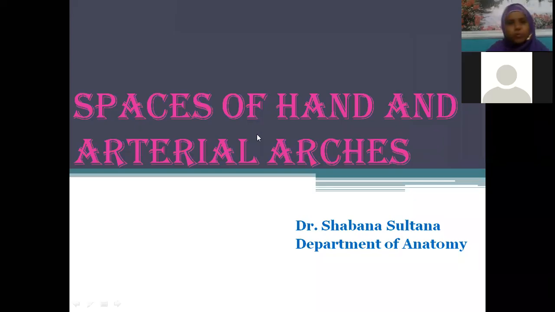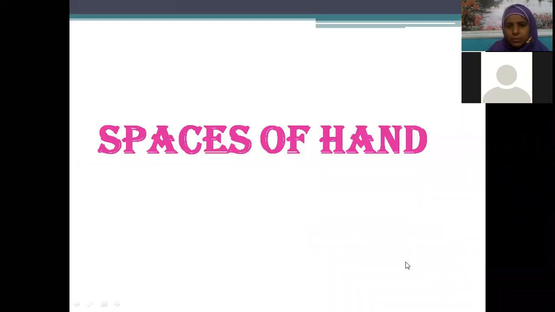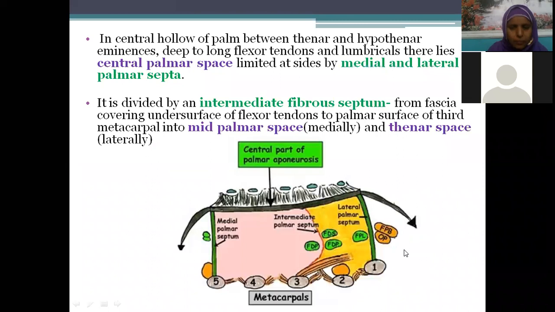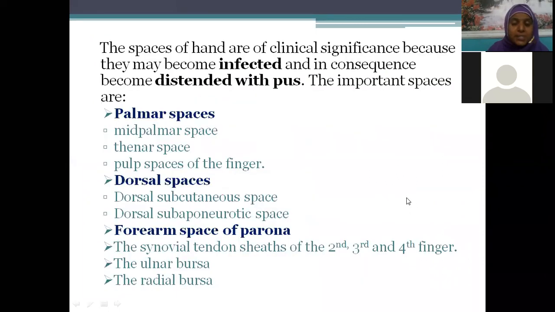So we will do spaces of hand and arterial arches. Okay. So what are the spaces in the hand we see? For this you should remember yesterday's class, like what are the muscles we have seen.